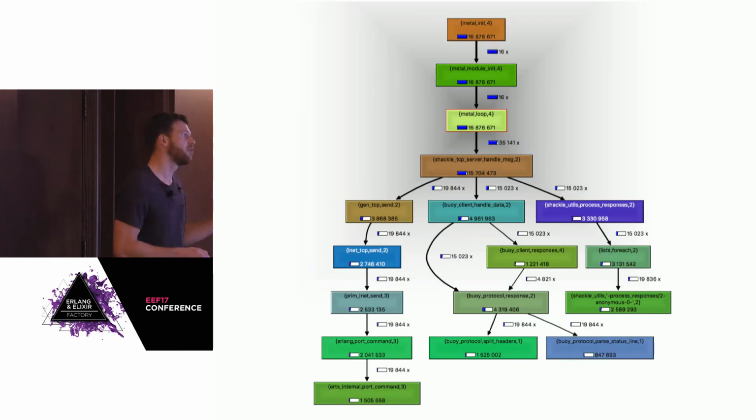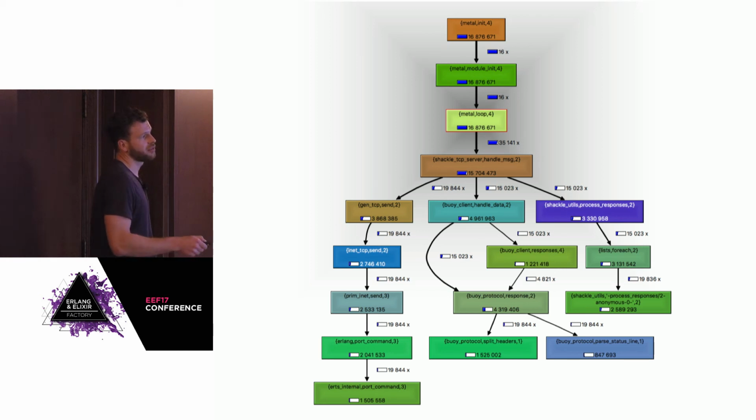This is the same output for the server. So I said we're using metal now. So there's metal, the metal loop, which is implemented by shackle TCP server message. And then there's the three branches of where work is actually done. So the TCP send, so this is sending data, this is receiving data, and this is processing response.